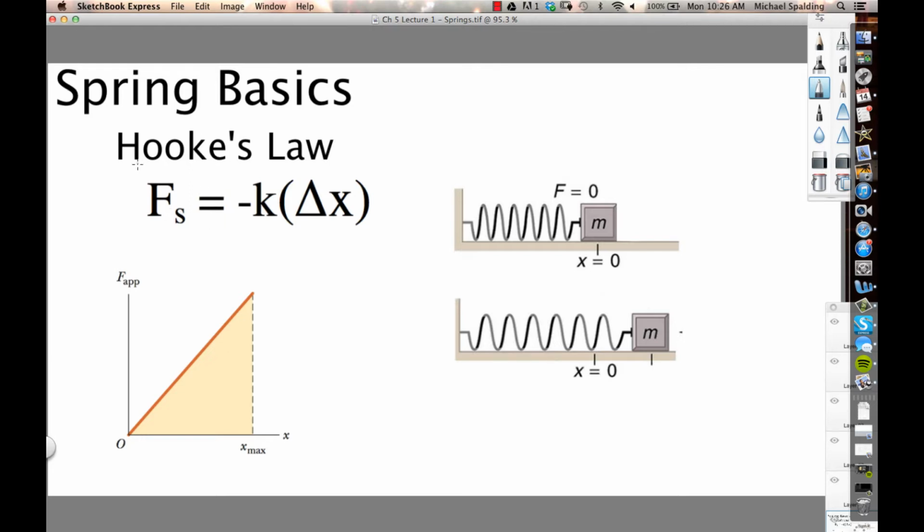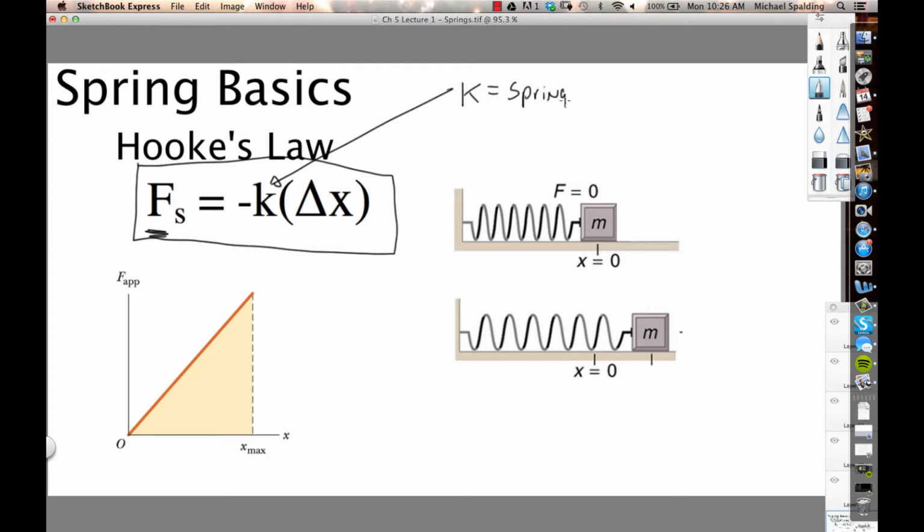All right, so the basics of springs. First thing to know about springs is this equation here, which is referred to as Hooke's law. Hooke's law is the equation for the force of a spring. And it says that the force of a spring equals negative kx. Well, what's k? K is what we call the spring constant. And every spring has its own constant. Every single spring has its own constant.